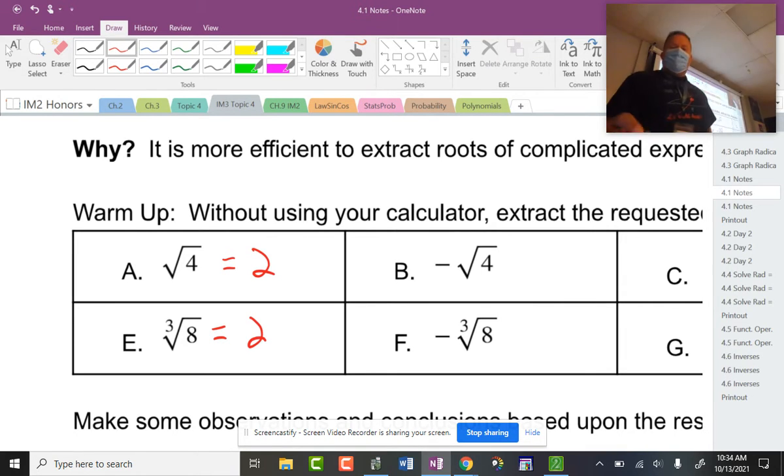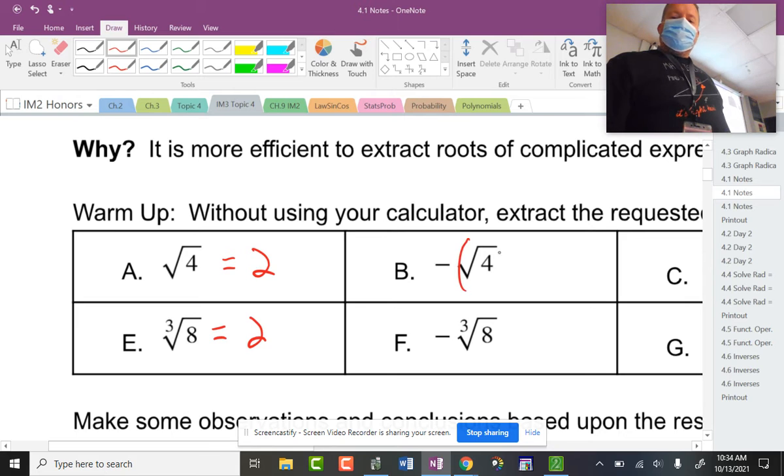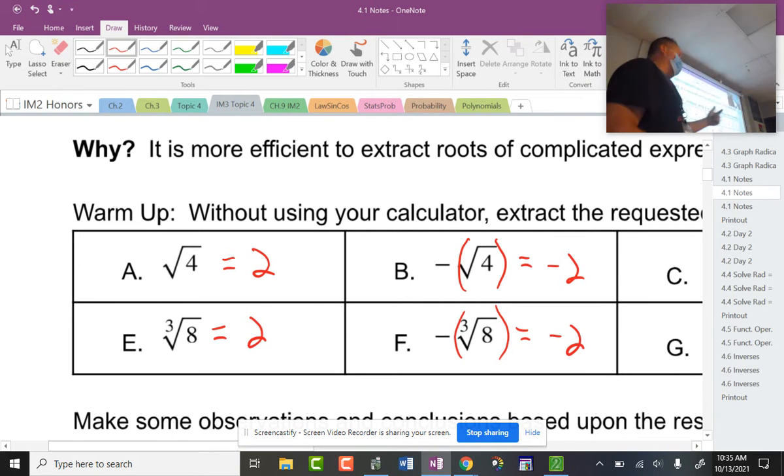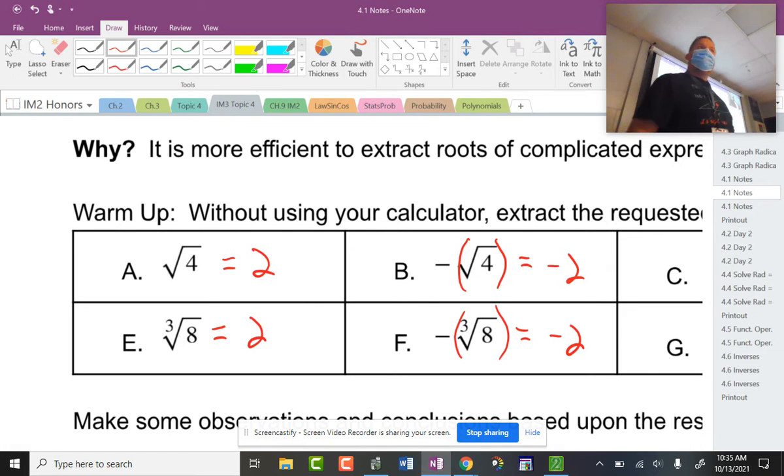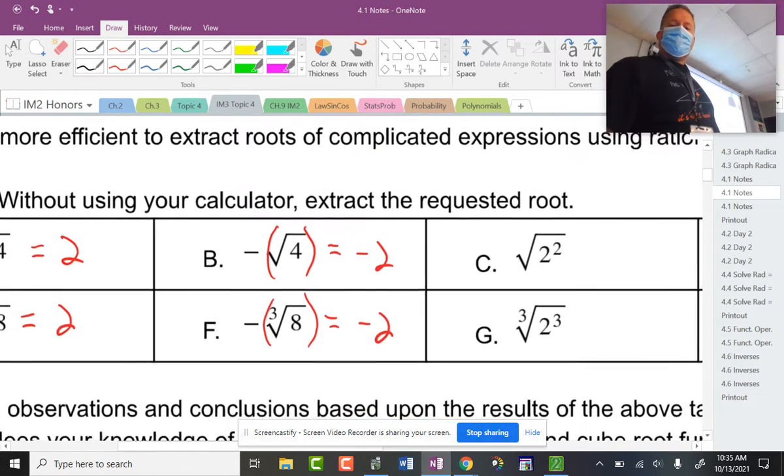All right, and then this is not an I number. This just means we take the square root of 4 and get 2, and we slap a negative on it. Same thing with this. That's cube root of 8, and then you slap a negative on it. So don't think those are I numbers. As a matter of fact, not at all with a cube root does that happen.